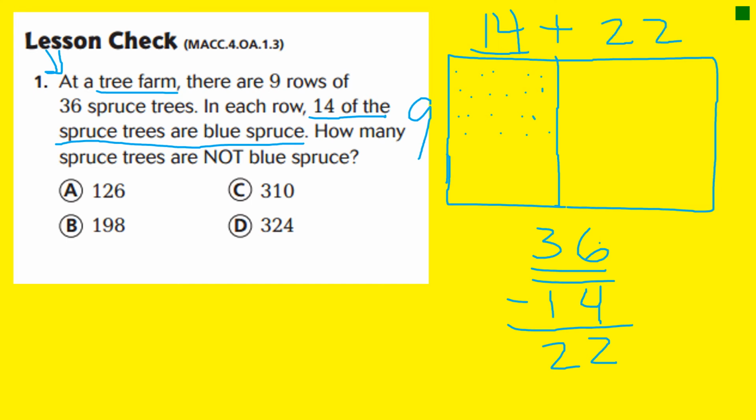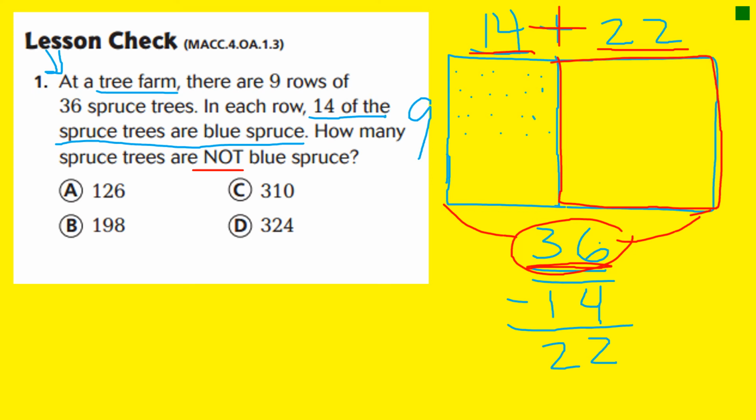Okay? So basically, this is what we just did. 36 trees all the way across these 9 rows, and we broke it apart. 14 are blue spruce, plus 22 are not. Okay, what's 14 plus 22? 36. So we broke apart 36 into 14 plus 22. So the area that we're concerned with is the not blue spruce area. Wonder if they have a color.